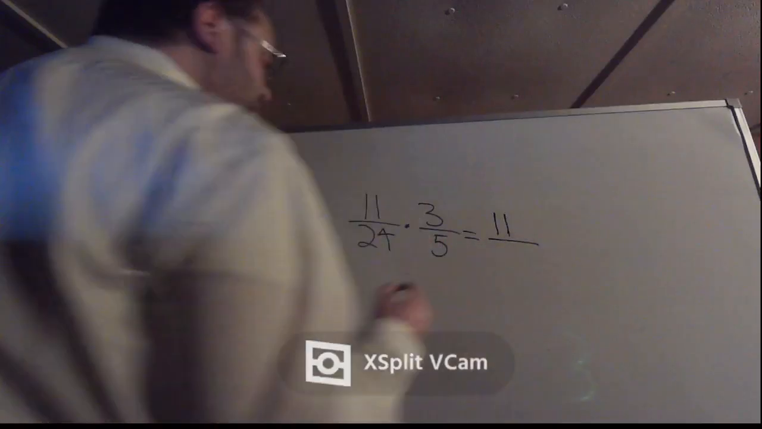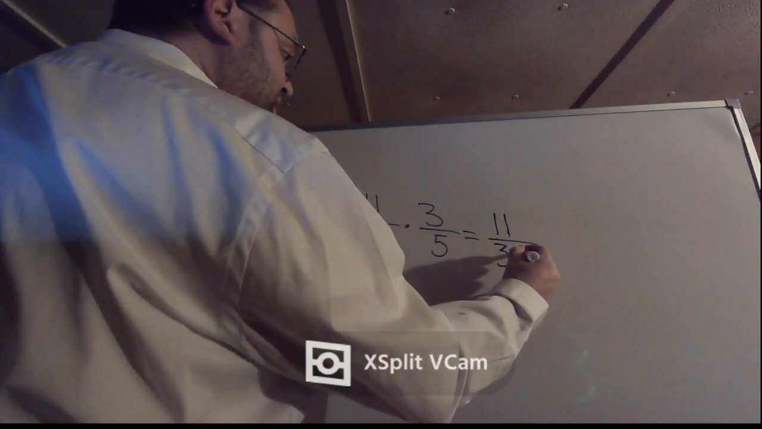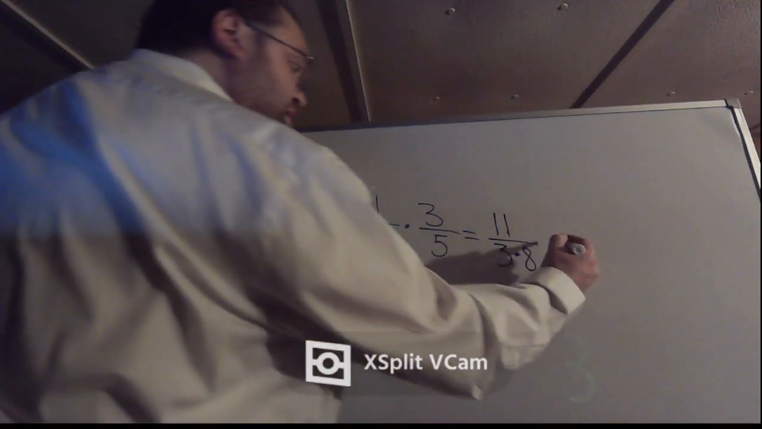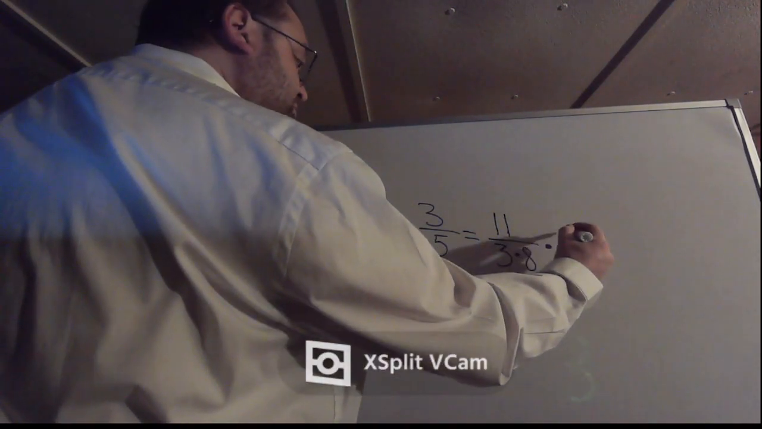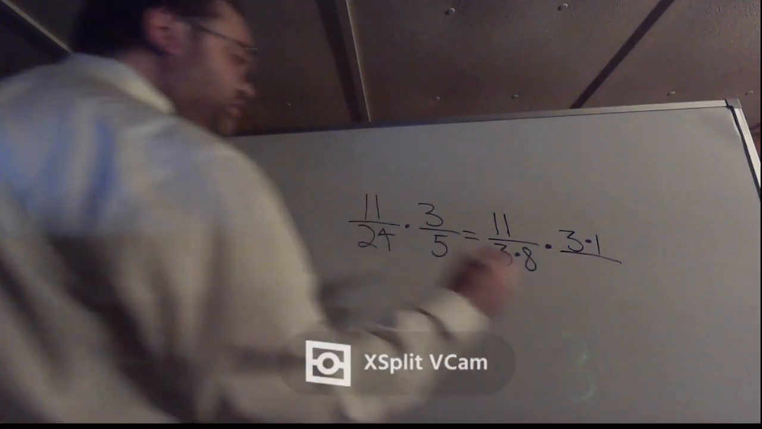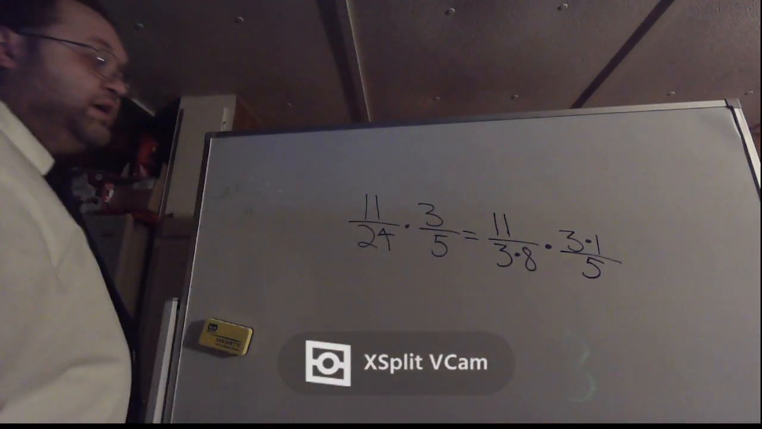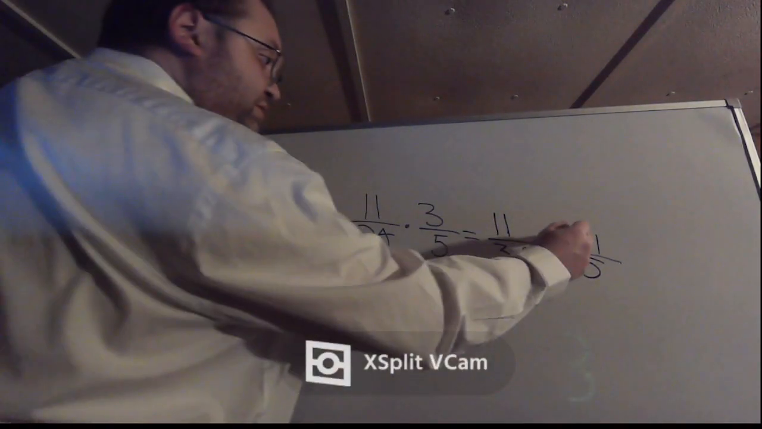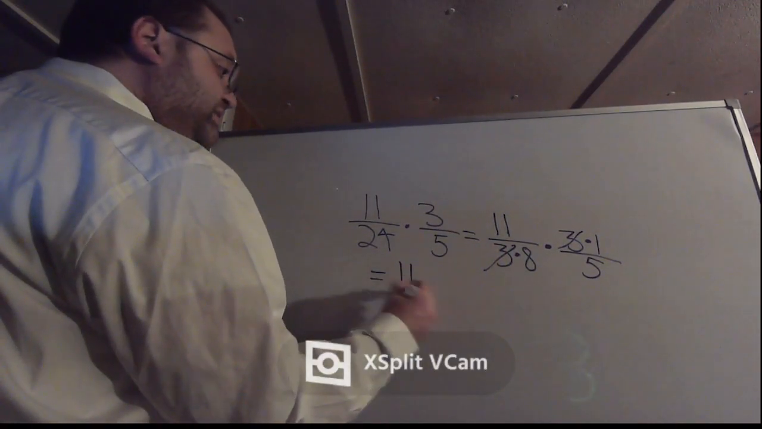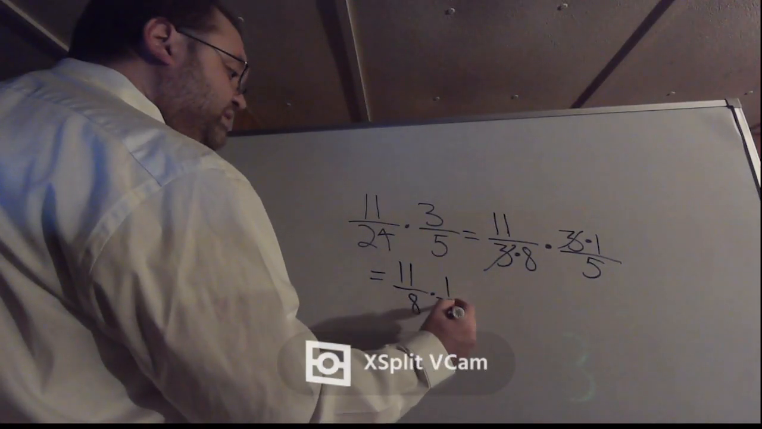The denominator, 3 is a factor of 24. It goes into 24 8 times, so you'll have 3 times 8. In the numerator, all times 3 times 1 is a factor of 3. All over 3 times 1, and then you have 5 in the denominator. Now we can factor out a common 3 from the numerator and the denominator. You're left with 11/8 times 1/5.